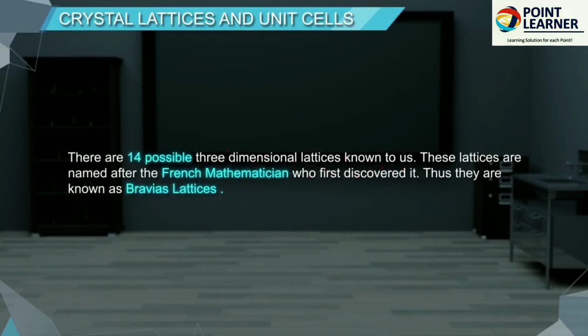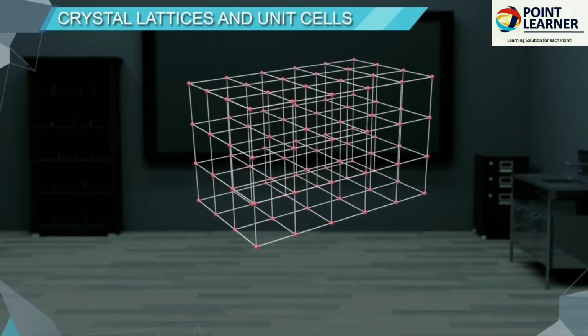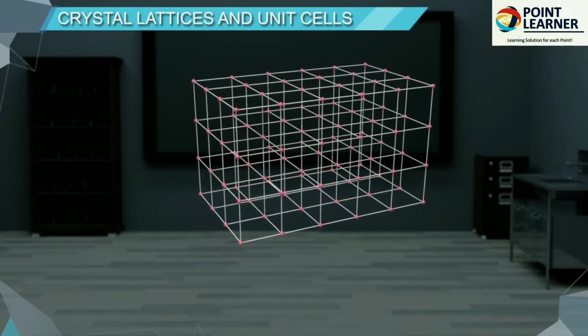There are 14 possible three-dimensional lattices known to us. These lattices are named after the French mathematician who first discovered it. Thus, they are known as Bravais lattices. Now we know what is crystal lattice. Let us study some of its characteristics.